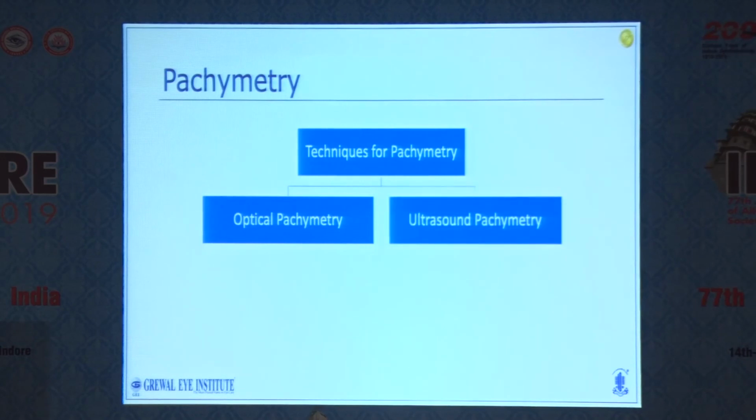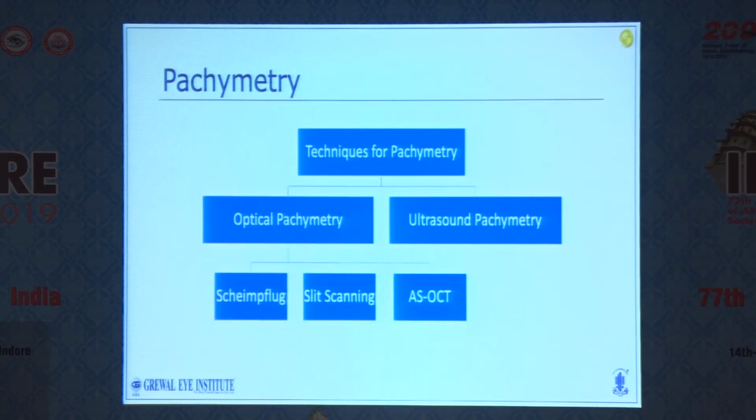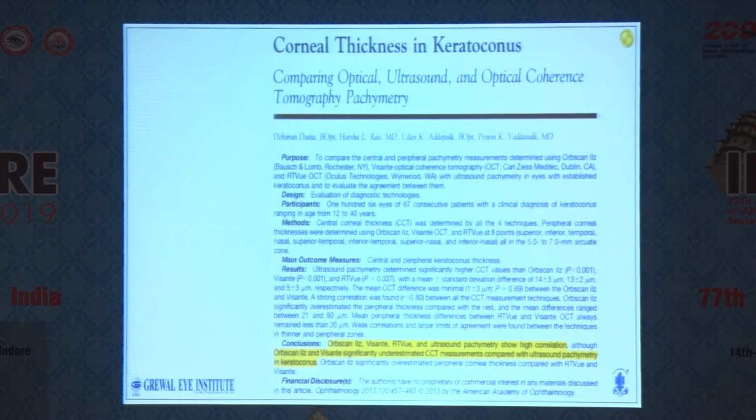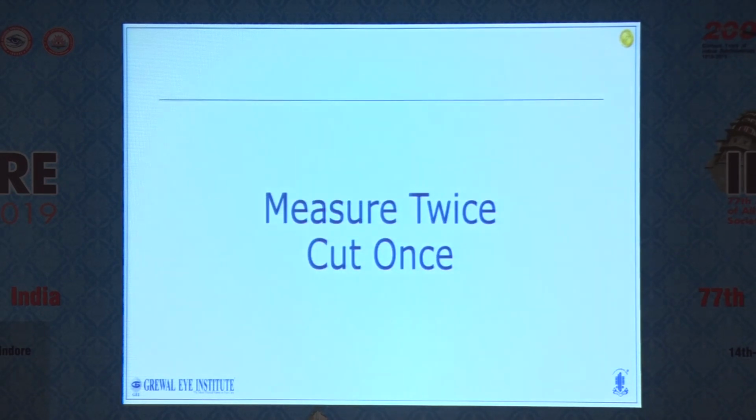Coming to pachymetry. There are two basic techniques for pachymetry, which are optical pachymetry or ultrasound pachymetry. We have the Scheimpflug, the slit scanning, AS-OCT and specular microscopy in optical pachymetry. Studies have shown that all of them have a high correlation, though low interchangeability. And for most cases, whatever machine you're using for topography is the same that you'll also use to obtain your pachymetry values. To end, it's very important to measure twice and cut once.